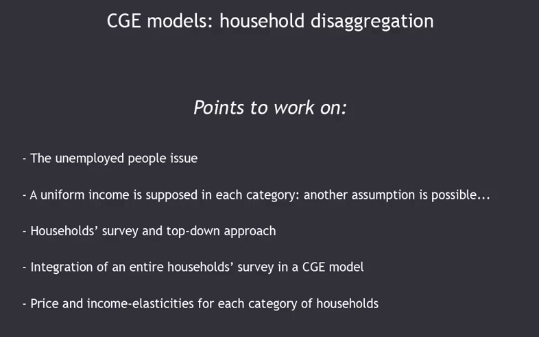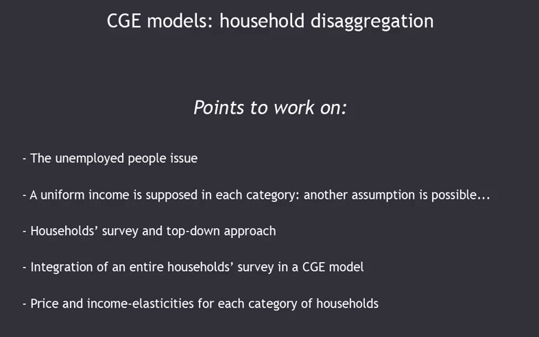There are a number of points to work on in this modeling, and you are invited to do so at your own pace, of course. What do we do with the unemployed? In our modeling, they receive nothing unless it is through government transfers to households, but this point is not necessarily clear. In fact, in this modeling, we assume a uniform income in each household category H. We can assume something else, for example, a normal distribution or log normal distribution. In any case, additional statistical information is needed.